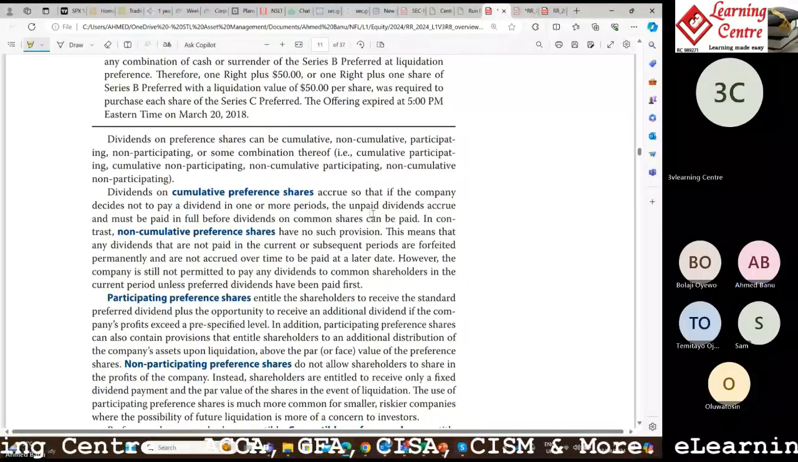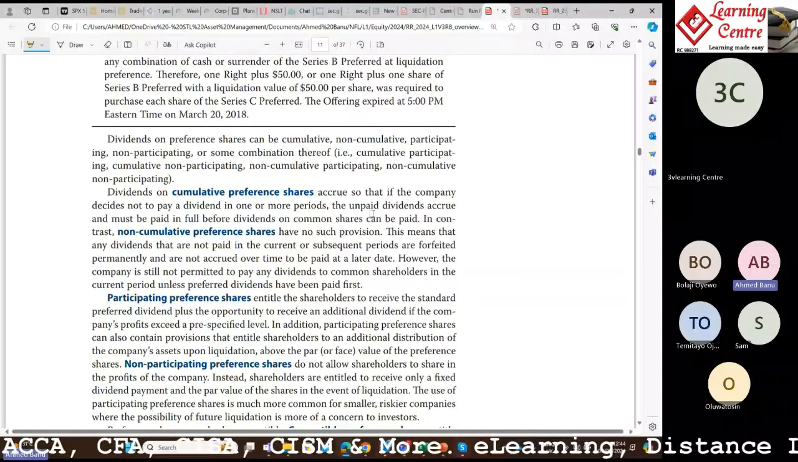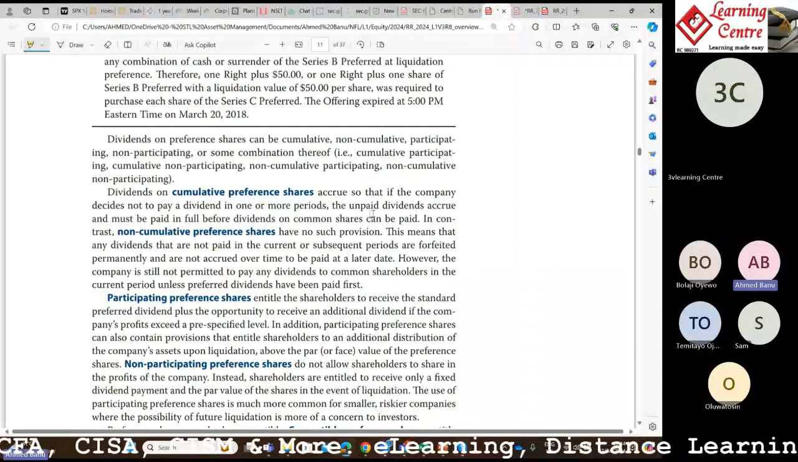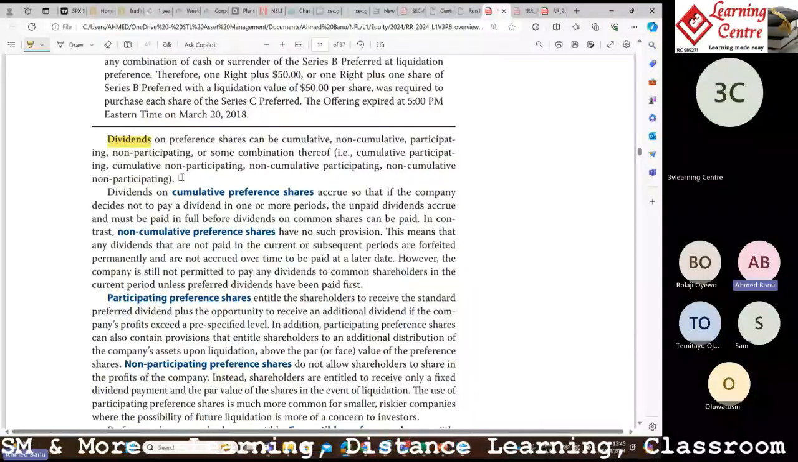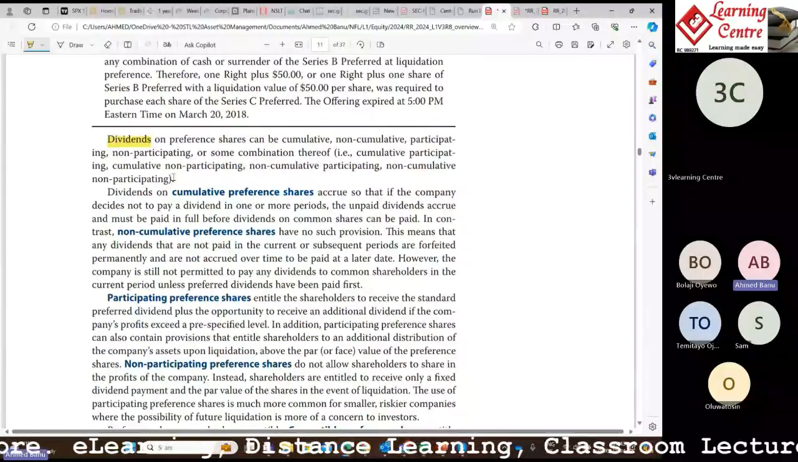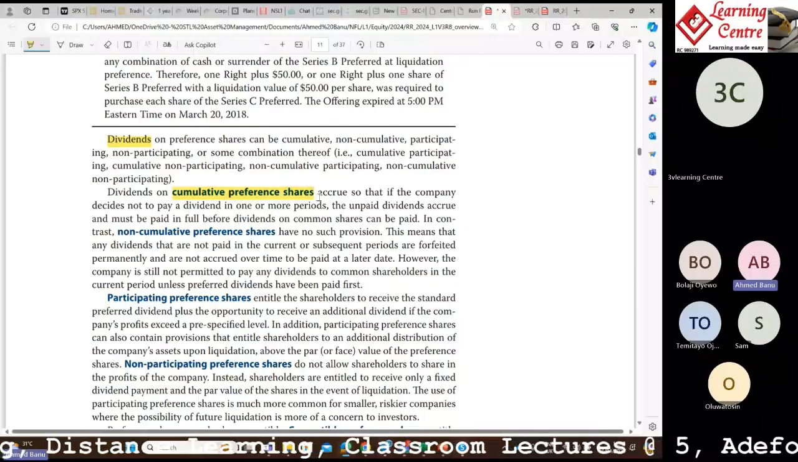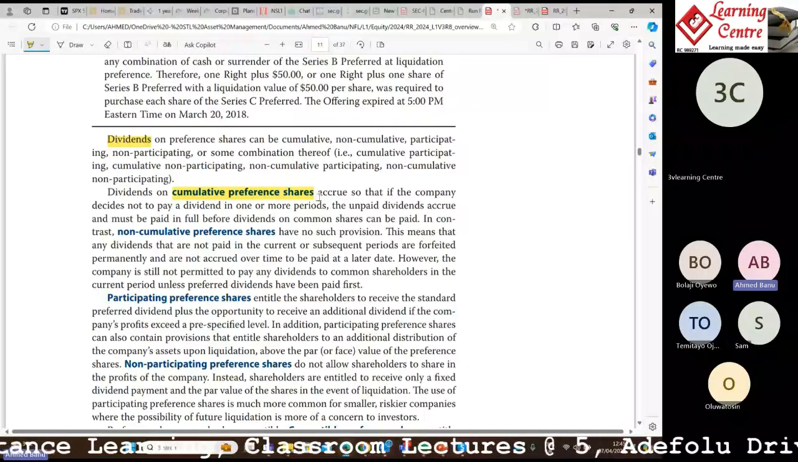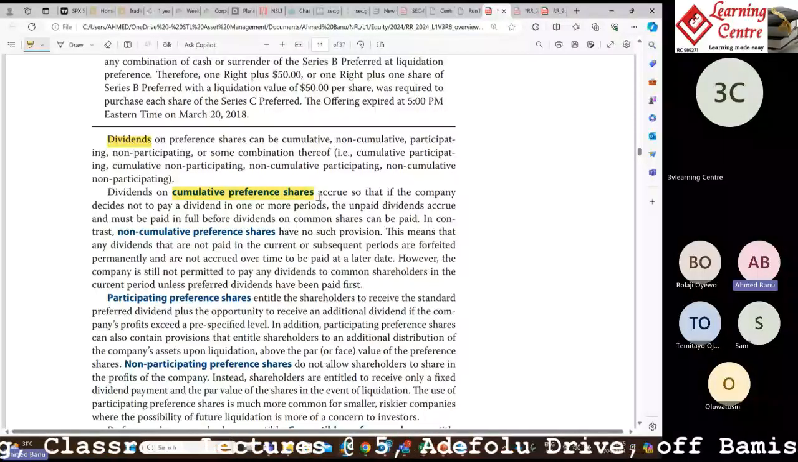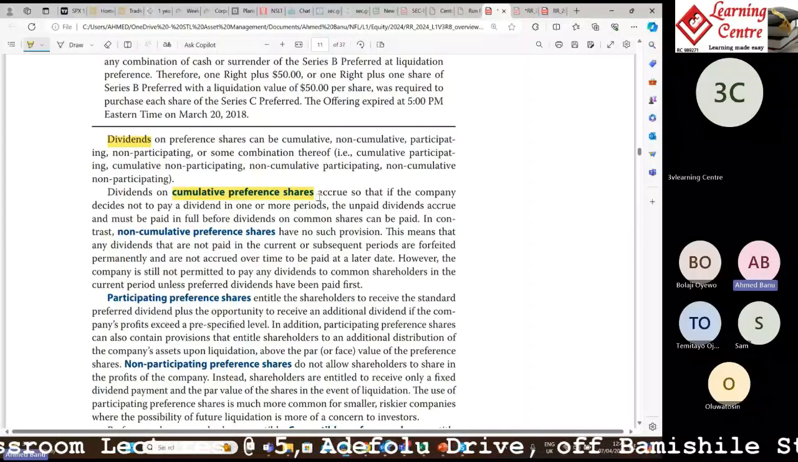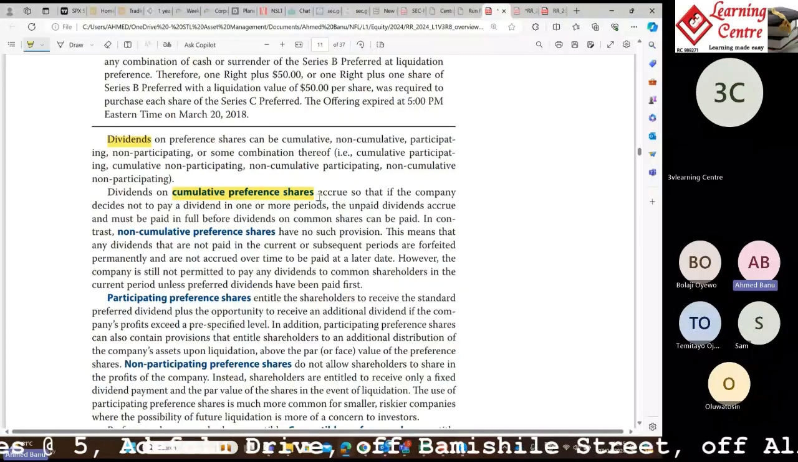Now, different types of preference shares. Your types of preference shares depend on what happens to dividends. So from a dividend perspective, we have cumulative preference shares. Cumulative preference shares are a type of preference shares where, in a year where dividend is not paid... let me go back. For preference shareholders, you only receive dividends when the company wants to pay dividends. So if the company does not pay dividends, you are not receiving dividends.